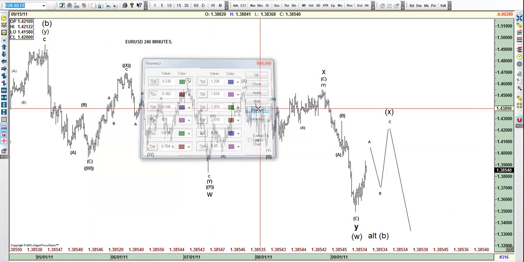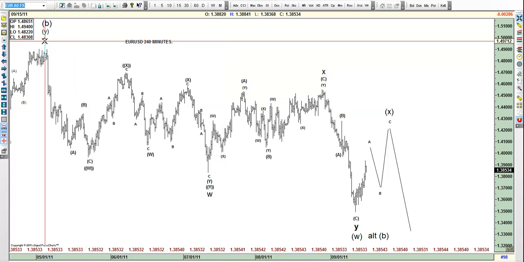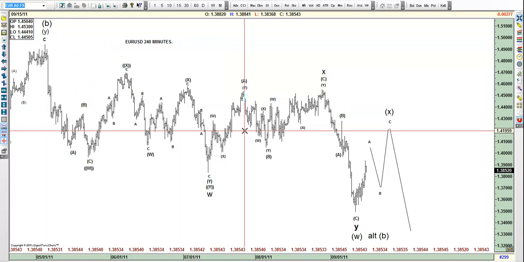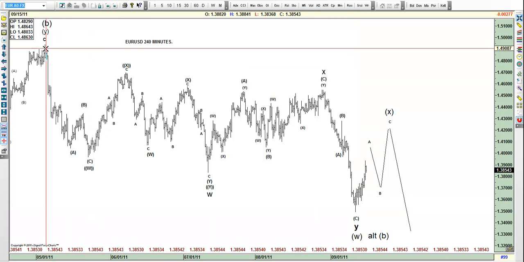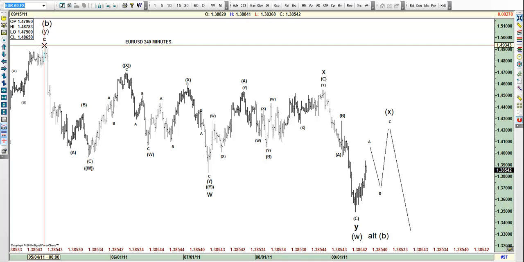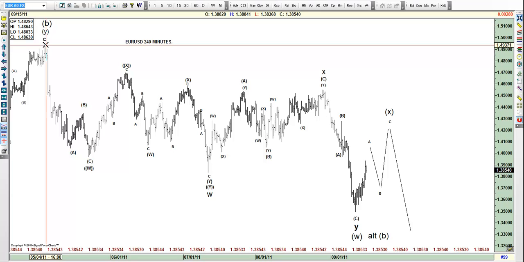The euro dollar, we have 2 counts. The first one is the one that called for the correction now coming from this whole move, and that goes pretty well with what we're expecting out of the euro index. Now, this high, 149.40 right here, is the high in May that the euro index did.